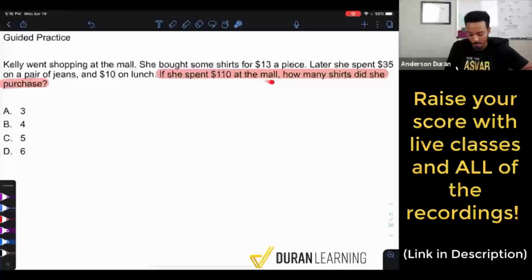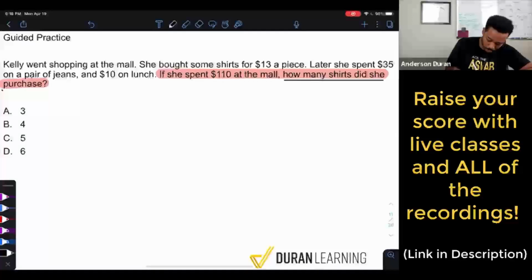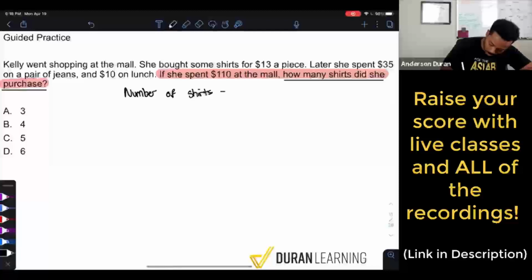If she spent this much money, yeah, that's good information. That's going to be important. But the question itself is right here. The who, what, when, where, how many, which of the following, those question action words, that's where you want to start. So remember that. Start with the question itself. That way you know what's going on. How many shirts did she purchase? That's it right there. So we want the number of shirts purchased. Number of shirts equals blank.